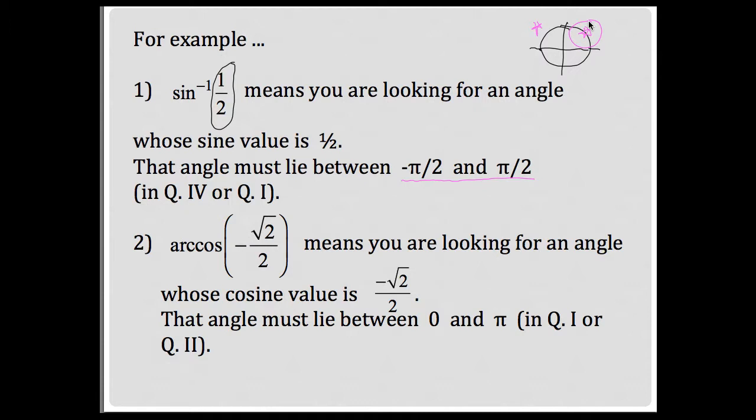All right, let's look at a cosine example. So if we have the inverse cosine of negative root 2 over 2, that means we're looking for an angle whose cosine is negative root 2 over 2. Well, let's think of it from the perspective of the unit circle again.